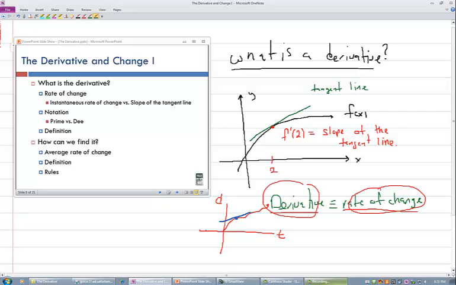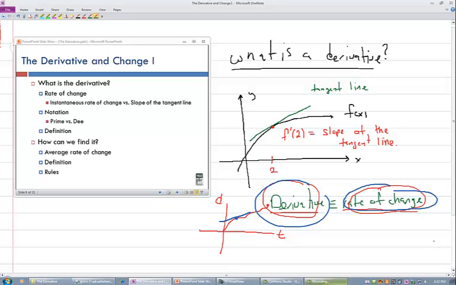So if I give you a distance function and you take the derivative, you get the velocity function. And interestingly enough, if you take the derivative of the velocity function, you get the acceleration function. This is how this idea was originally discovered. I can also think of it as the slope of the tangent line. Whichever one feels better to you, instantaneous rate of change or slope of the tangent line. But better yet, I say derivative, you say rate of change. I say rate of change, you say derivative.